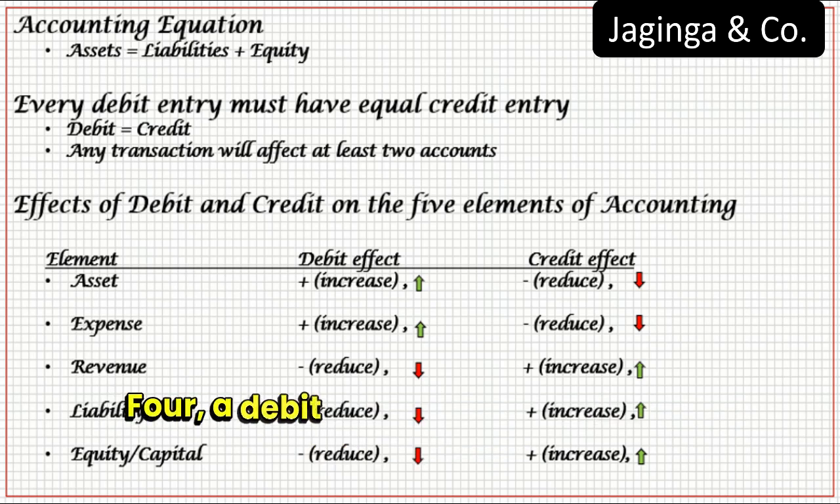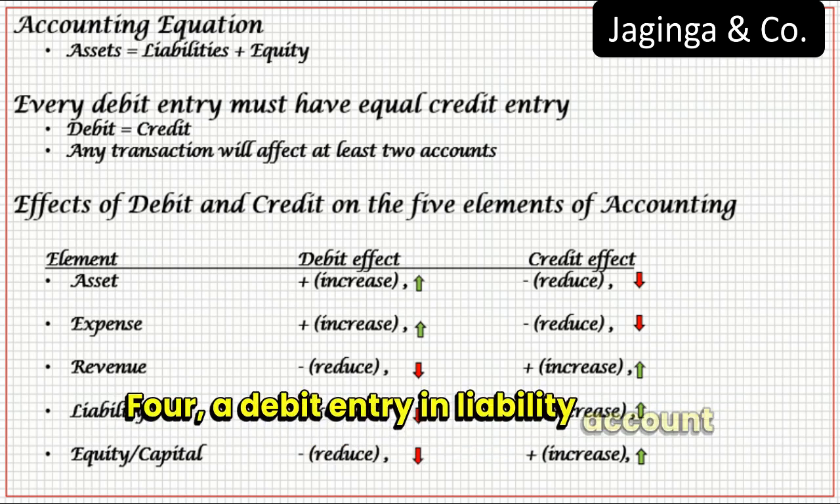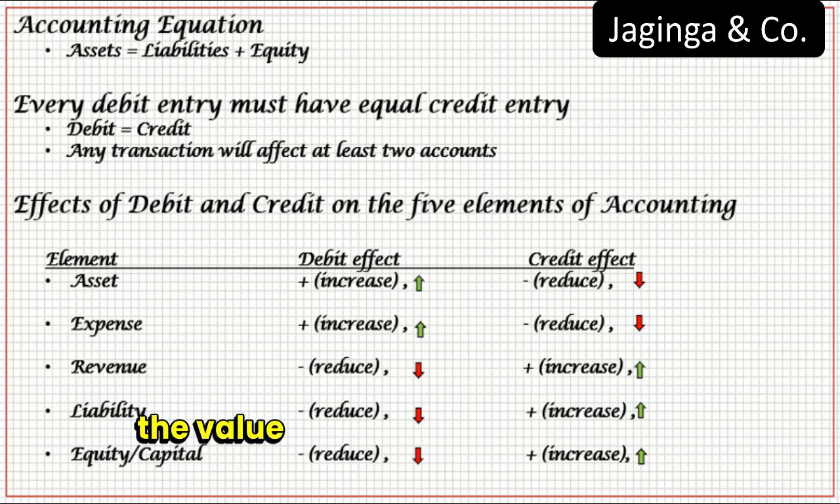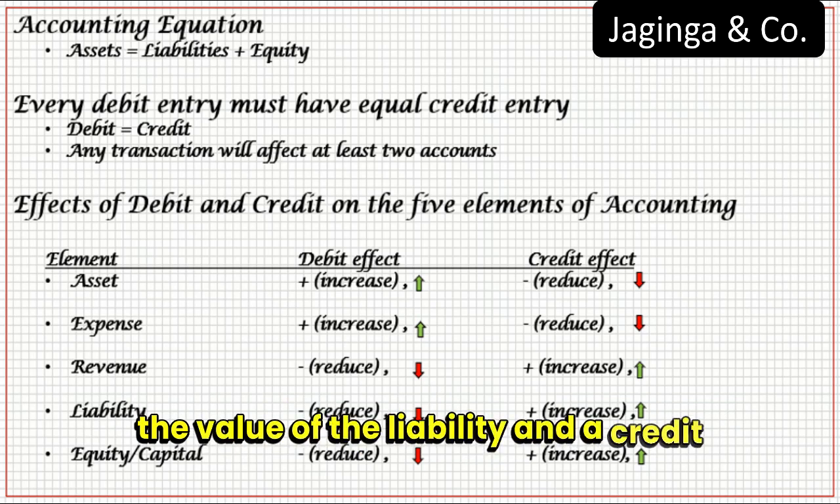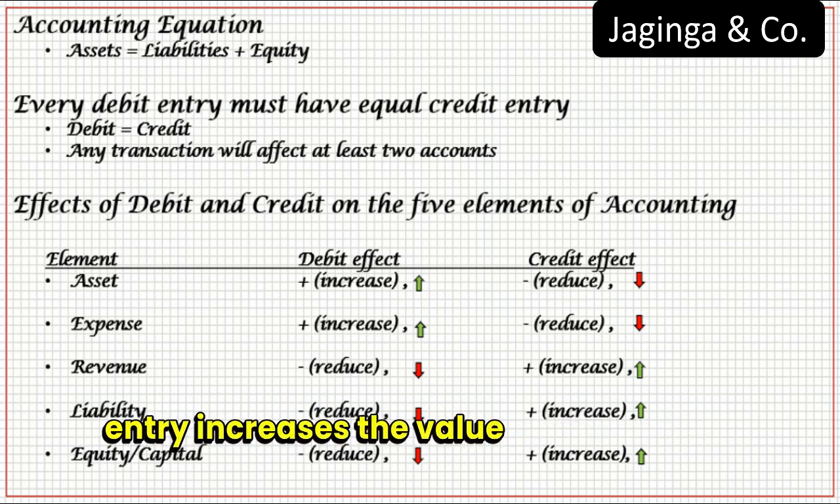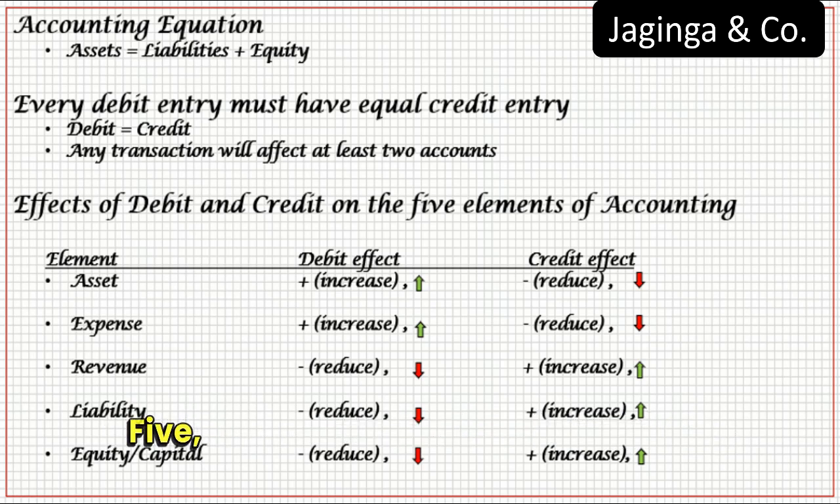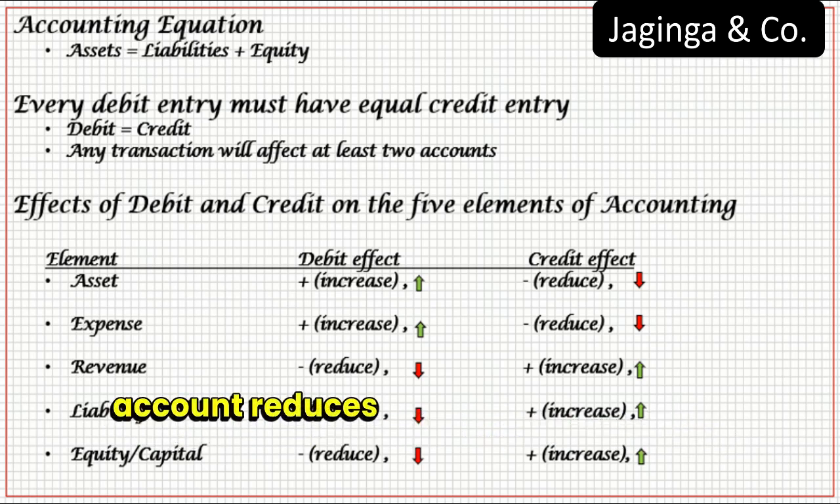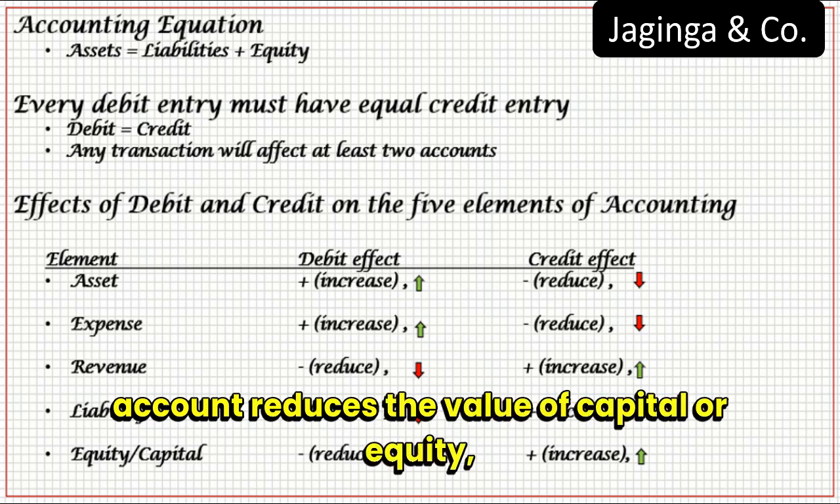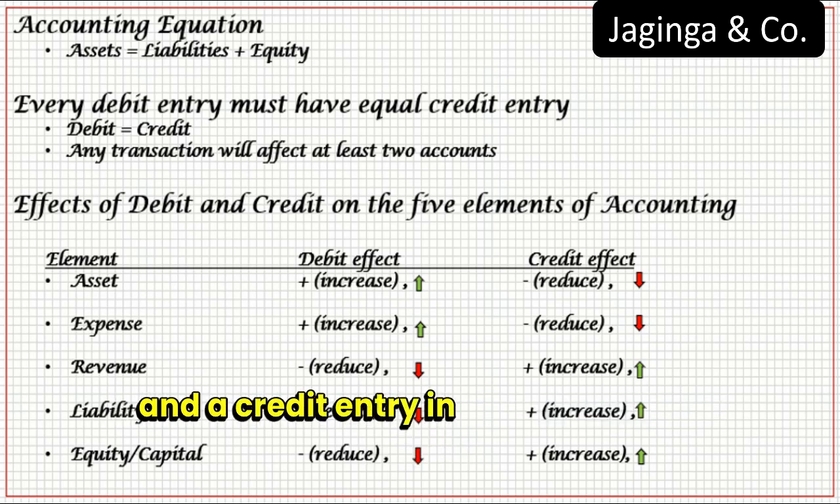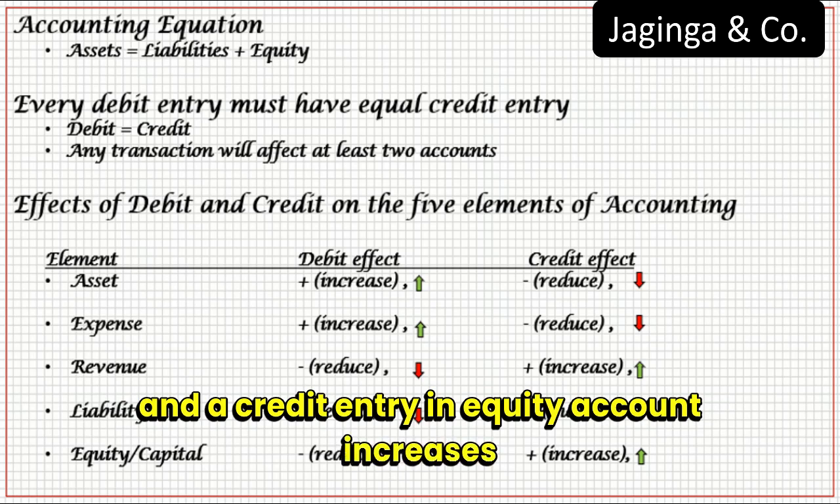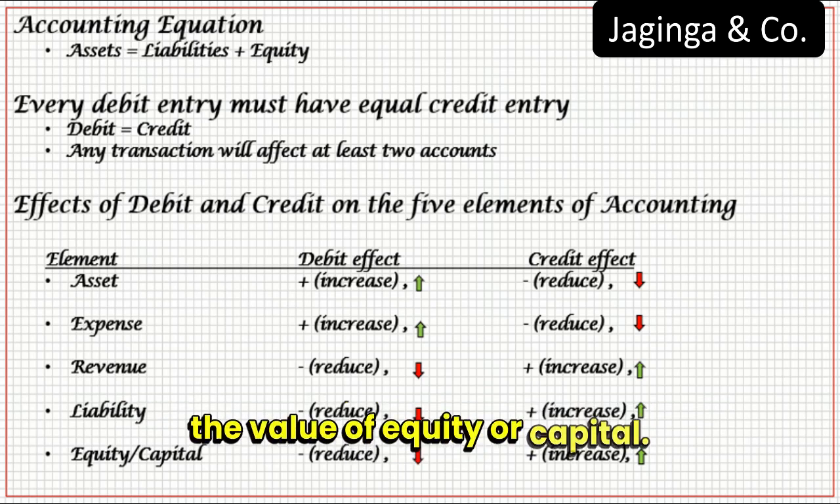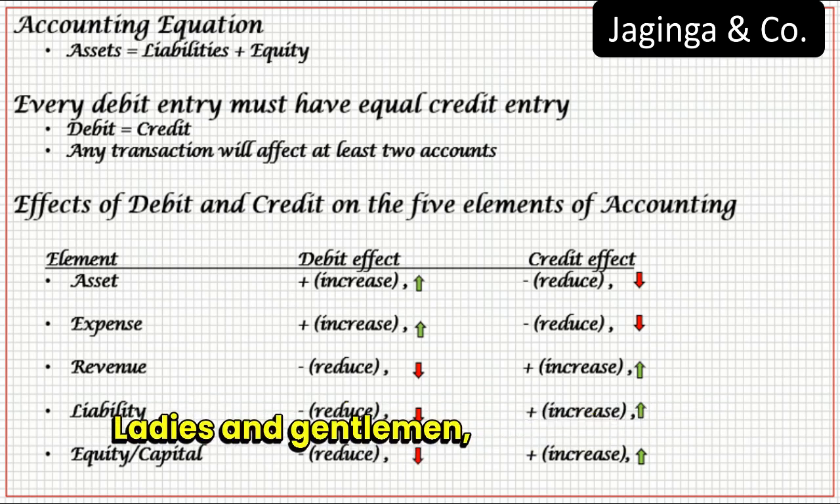4. A debit entry in a liability account reduces the value of the liability, and a credit entry increases the value of the liability. 5. A debit entry in a capital or equity account reduces the value of capital or equity, and a credit entry in an equity account increases the value of equity or capital. Ladies and gentlemen, know these and have them at your fingertips.